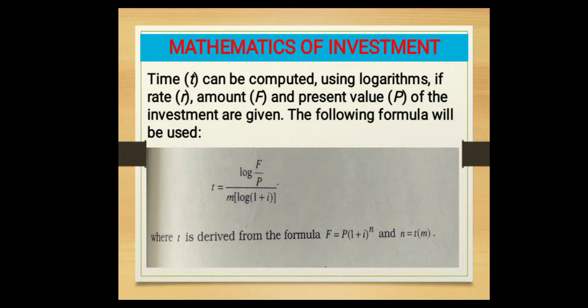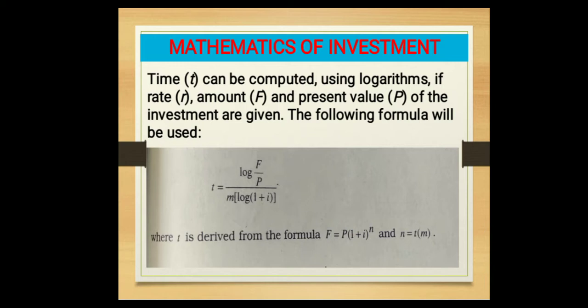Okay, so that is the formula, where T is derived from the formula F equals P times (1 plus I) raised to N, and N is equal to T times M. So what we're going to do, you can simplify the numerator, and then simplify the denominator. So we'll get first the logarithm of F over P, then divided by, get first the 1 plus I, then get the logarithm, and then multiply by M. So that is how to solve your time.